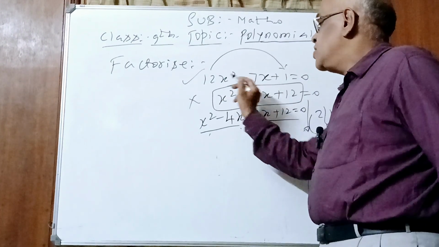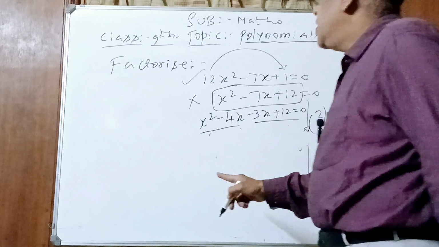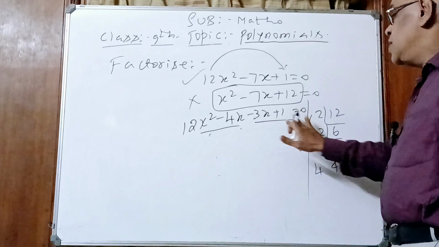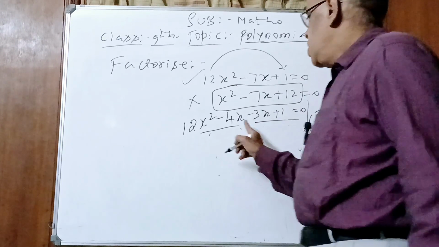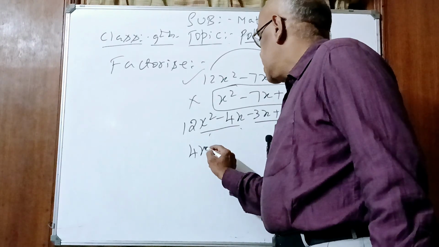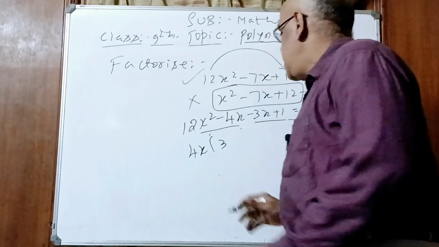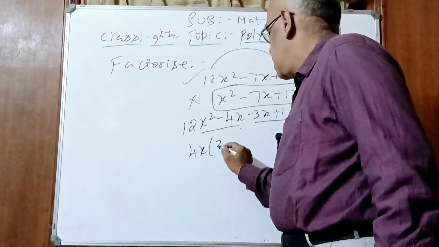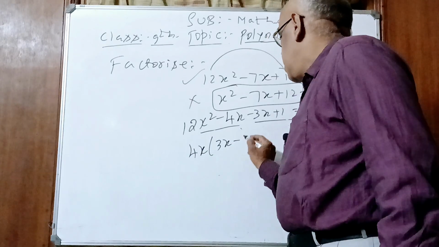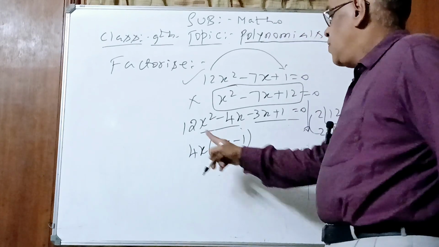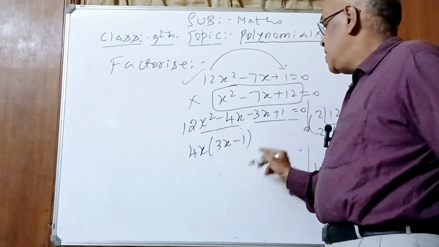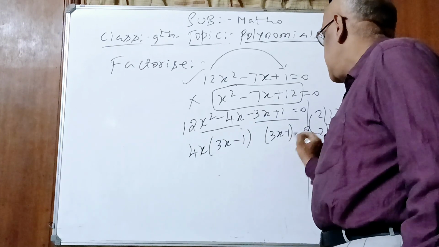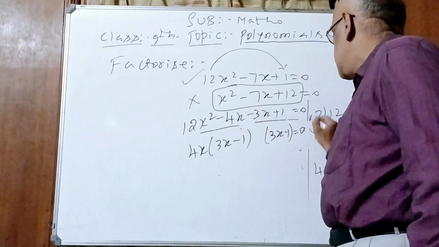But this is not the question. What is the original question? Come to the original question. The factors, put them in that question. This should be plus 1. So what is common here? 4x common. Then what is left here? 3x minus 1. 4x common, 3x minus 1. So what should we get here? 3x minus 1 is equal to 0.